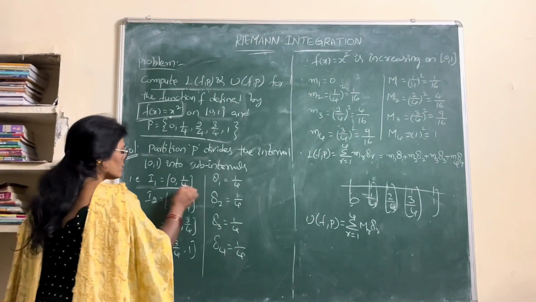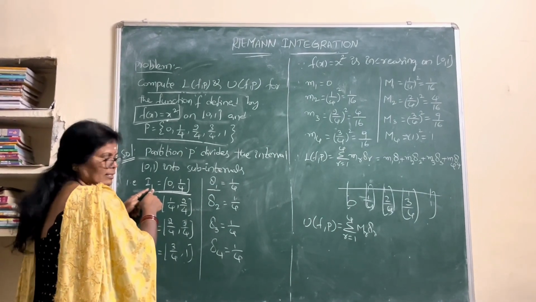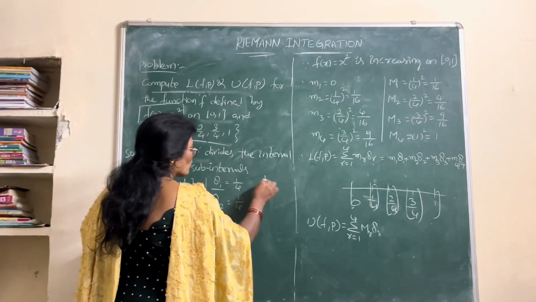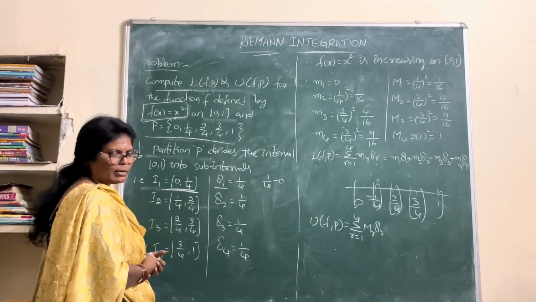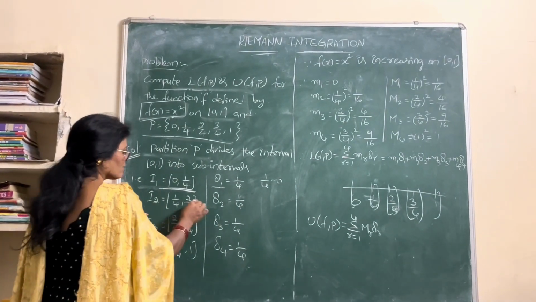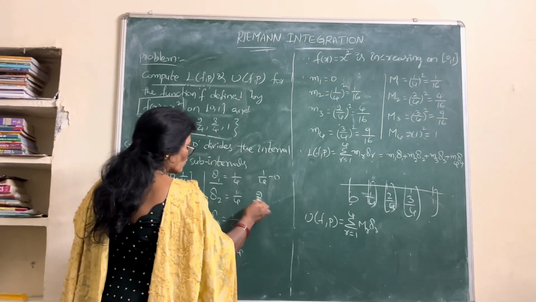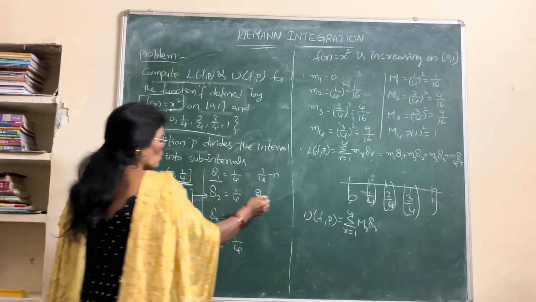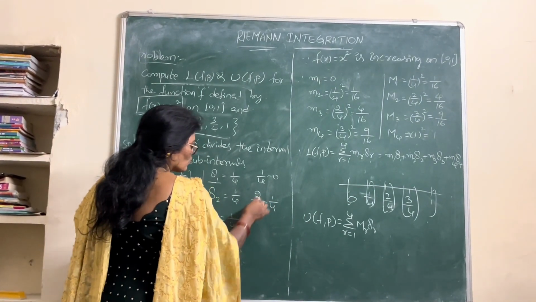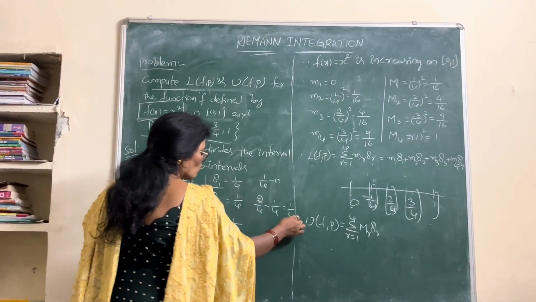Now we'll find the lengths. The length of I1 is delta 1, which is 1/4 minus 0, that is 1/4 only. The length of I2 is delta 2, which is 2/4 minus 1/4, upper limit minus lower limit, that is (2 minus 1)/4, which is 1/4.